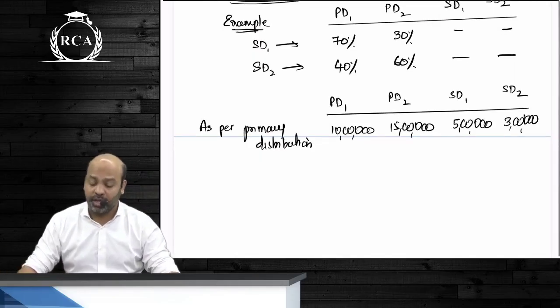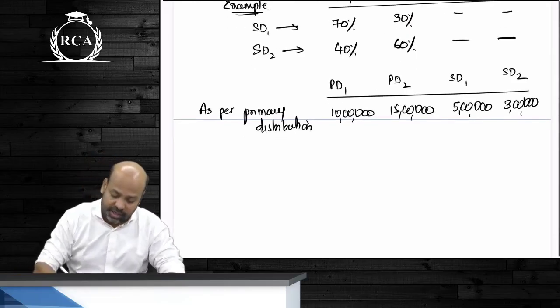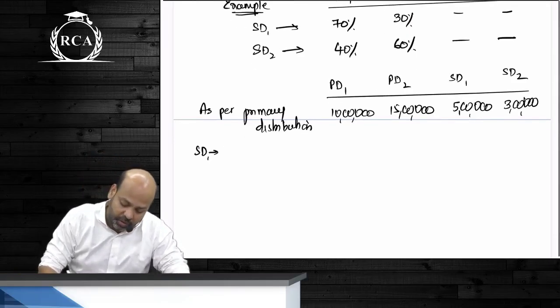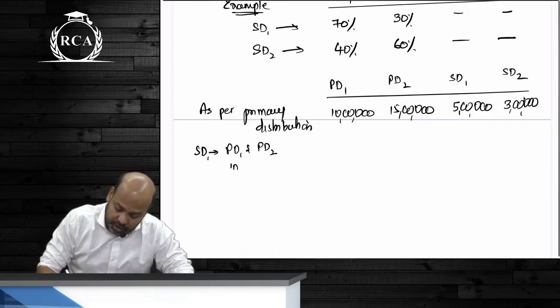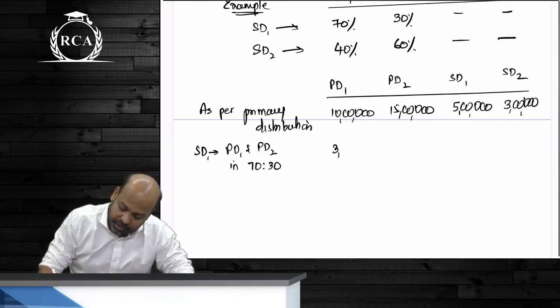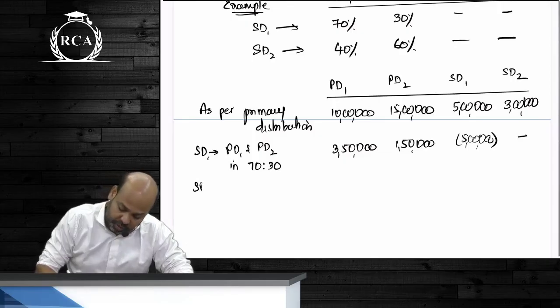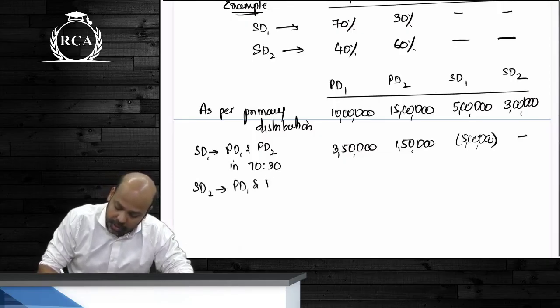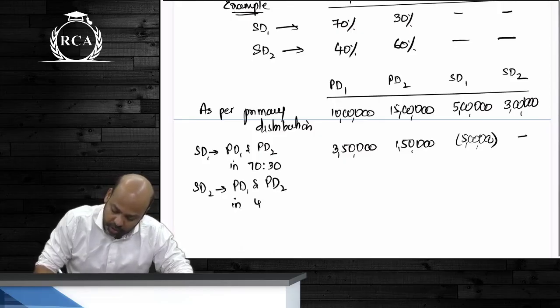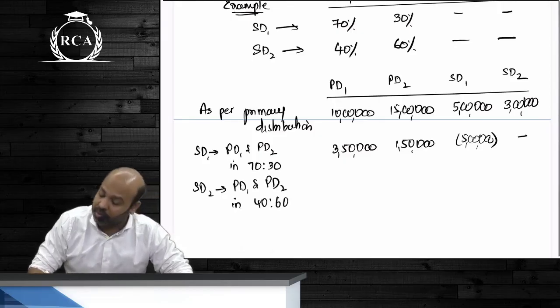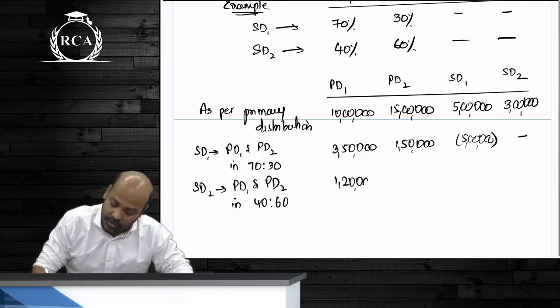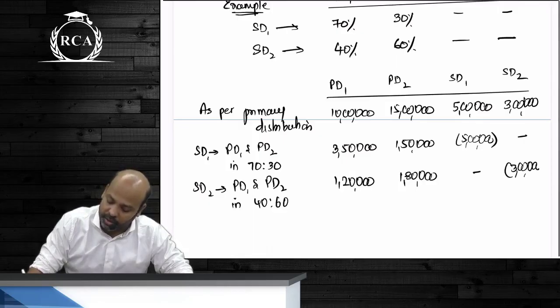The whole point of secondary distribution is that only. Because it is the direct method, guys, what will you do? This SD1 amount will get distributed to whom? PD1 and PD2. In what ratio are we going to apportion it? 70-30. So 3,50,000 will go to PD1, guys. 1,50,000 will go to PD2. This will get eliminated, the whole 5 lakhs. Likewise, beta, SD2's cost will get distributed to PD1 and PD2. In what proportion? 40-60. So this, beta, will be 40% of 3 lakhs, 1,20,000, and 60% of 3 lakhs, 1,80,000. This 3 lakhs will get eliminated.